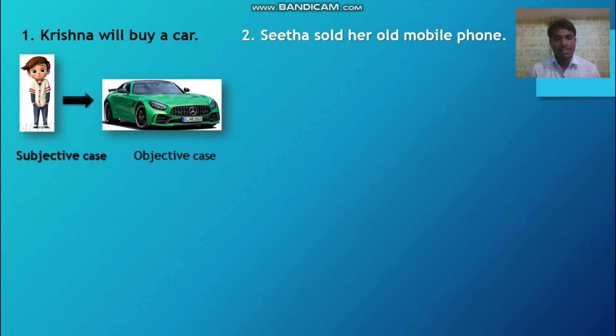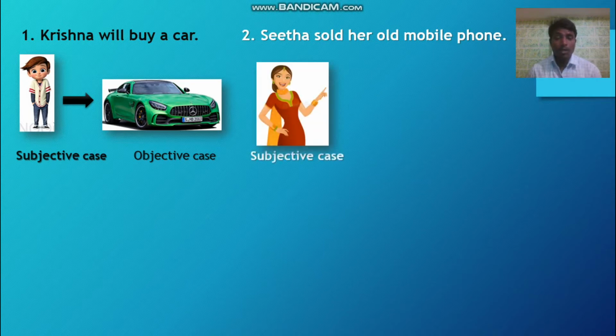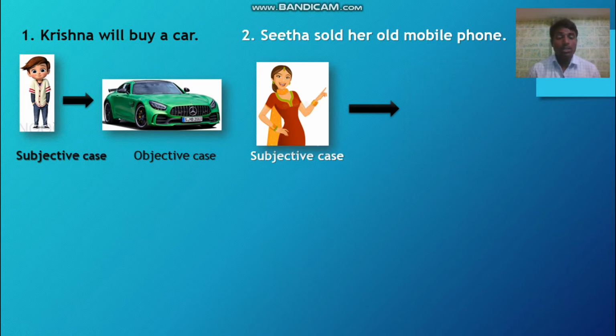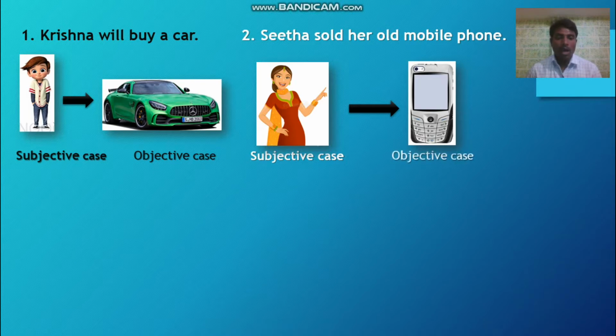Come to the second sentence, that is, Sita sold her old mobile phone. Here, who sold her old mobile phone? Sita. So Sita is in the subjective case. And to get what is in the objective case, again we need to ask a question, that is, what did Sita sell? Sita sold her old mobile phone. So old mobile phone comes to the category of objective case.